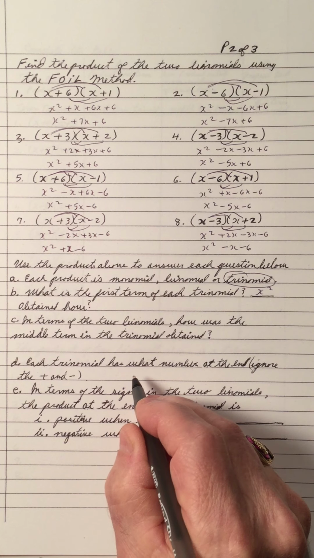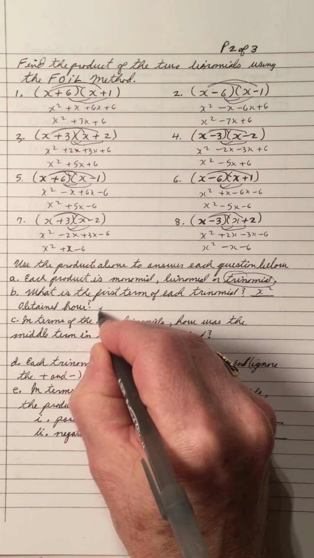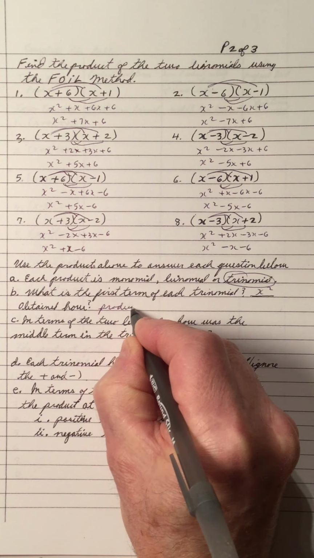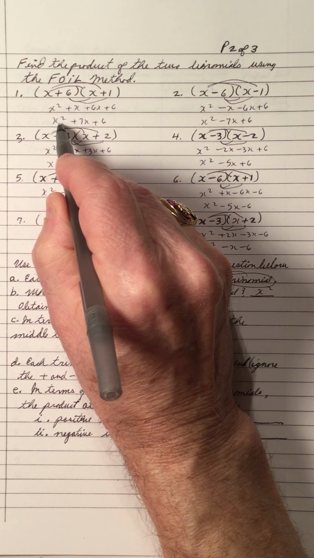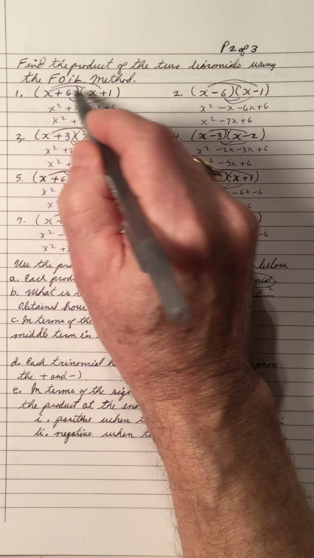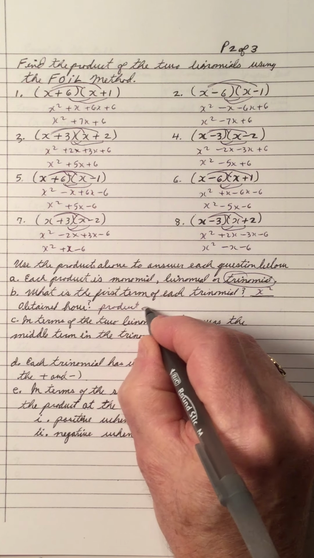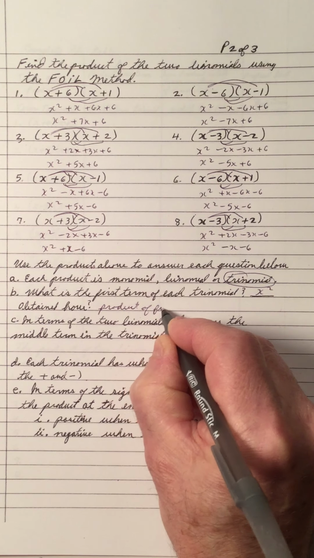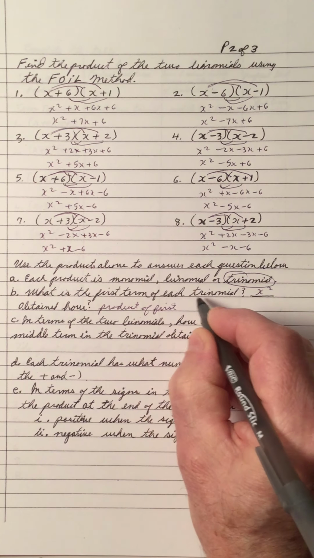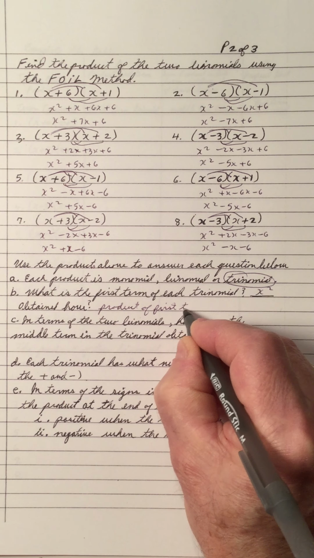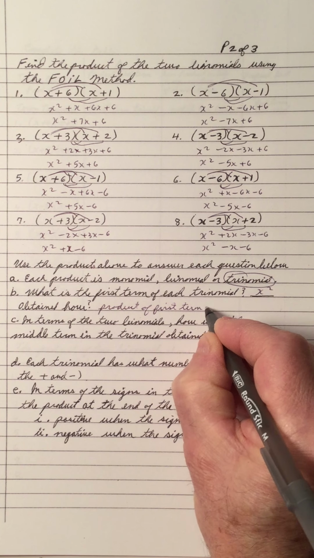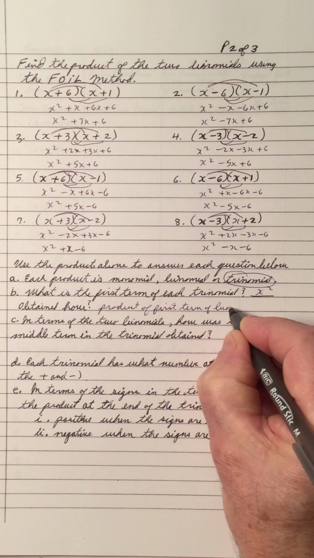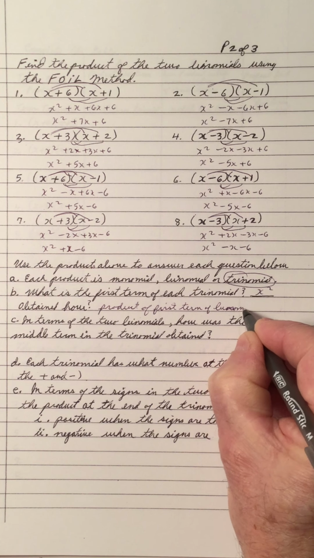How was it obtained? Well, it was obtained by the product. So we got x squared by multiplying x times x, the product of the first terms of the binomials.